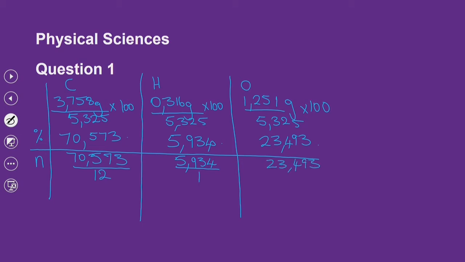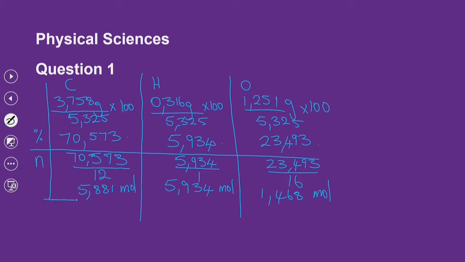23,493, and that is divided by the molar mass of oxygen, which is 16. What are these answers? They will be 5,881 and 5,934. Remember, all of them are in mole, because we're calculating number of mole. And this one is 1,468, and that's also mole.